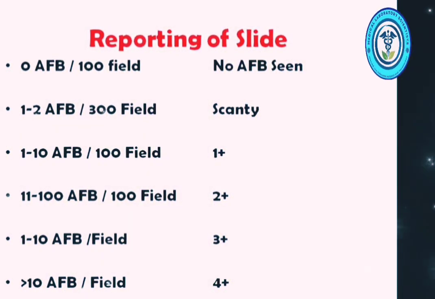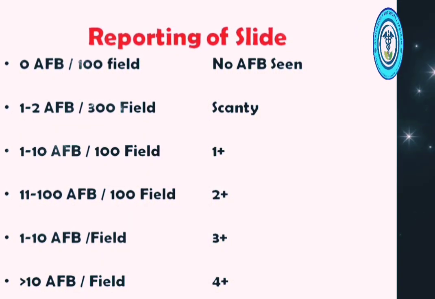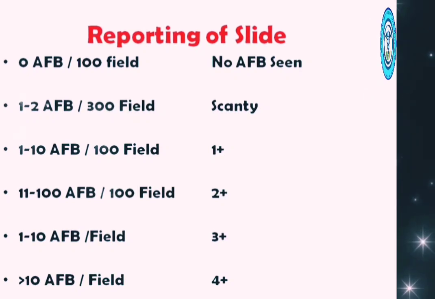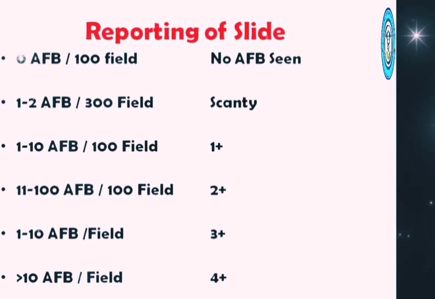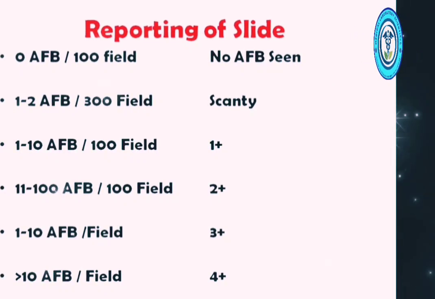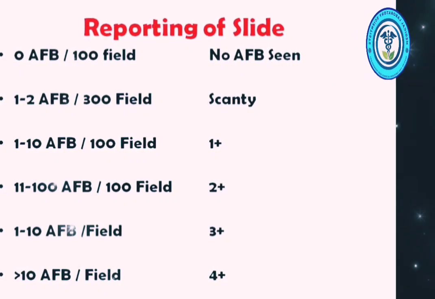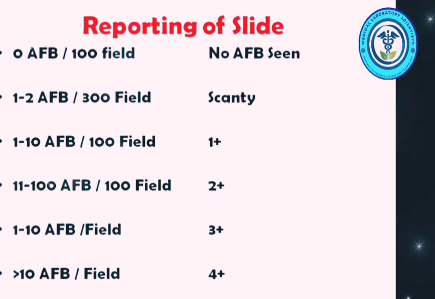So the major step after the microscopy is reporting of the slide, which is very important. Now we will do the reporting as follows. If we see 0 AFB per 100 fields, then we will report it as no AFB seen. If there are 1 to 2 acid-fast bacilli per 300 fields, we will report it as scanty.